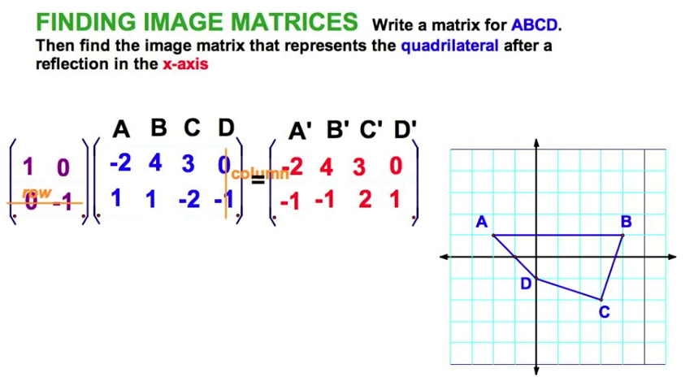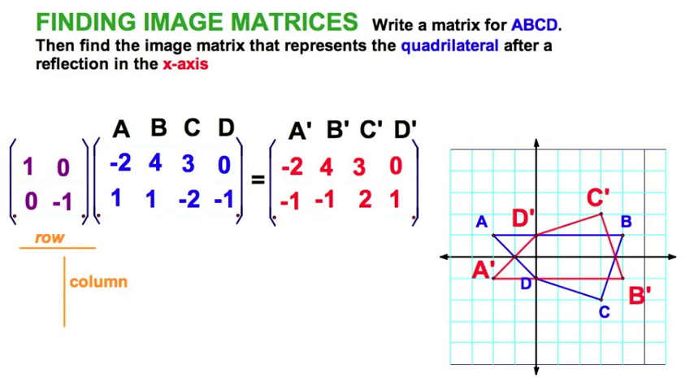So there's our matrix, and you can see now we've got our image matrix, and if we were to plot that, I imagine it would look like this. The figure is going to overlap. So I've got overlapping figures here of this quadrilateral. And if I just imagine, that's what it's doing. It's reflecting over that x-axis.